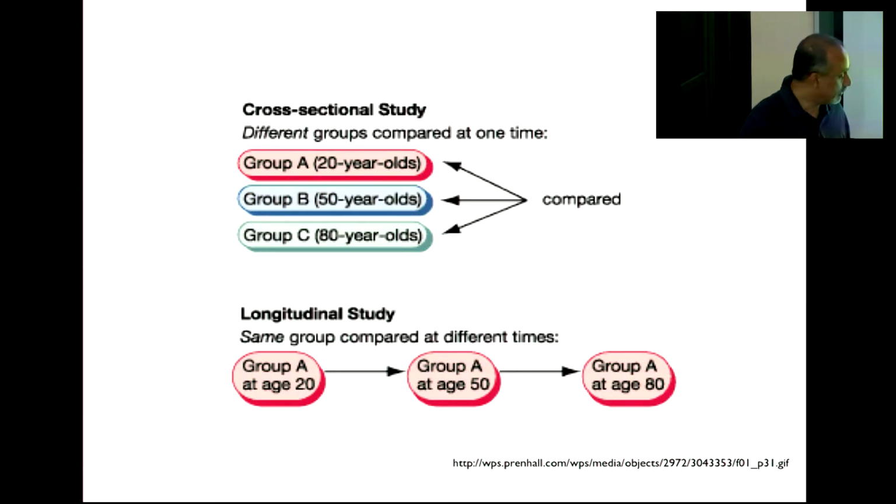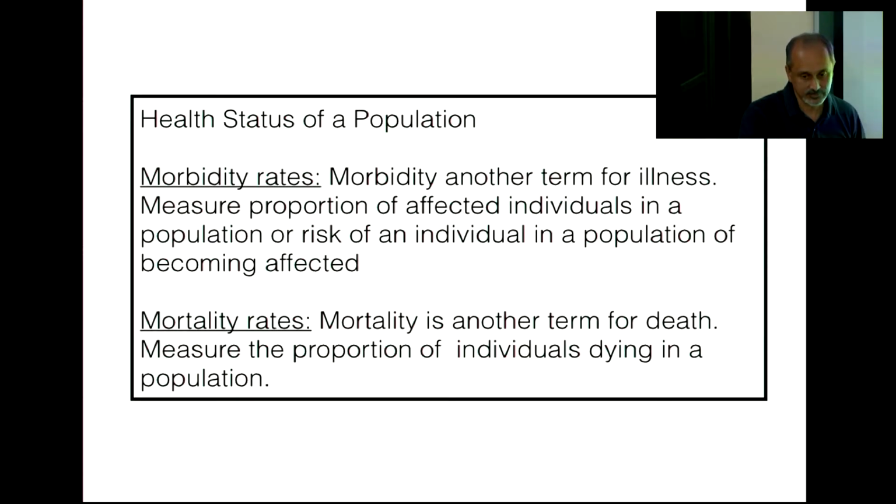You go forward in time, but you look at the same group of individuals as they evolve in time. So this is a longitudinal study. The technical term might be a transverse study or cross-sectional study. It is at one time. This is not at one time, but it looks at the same cohort at different times.